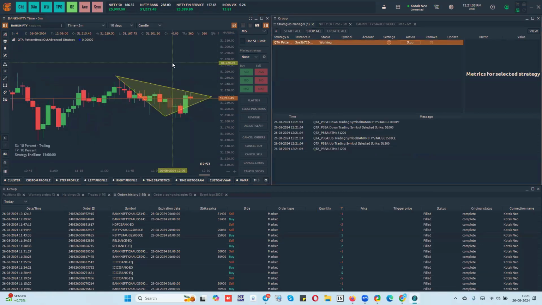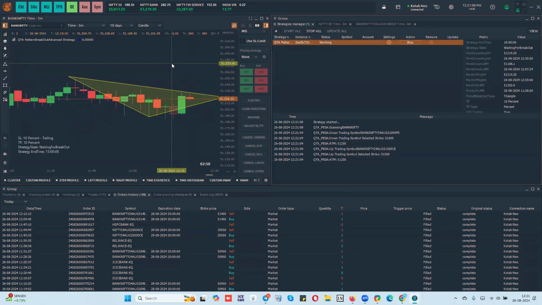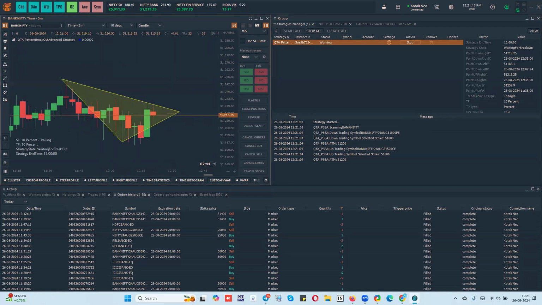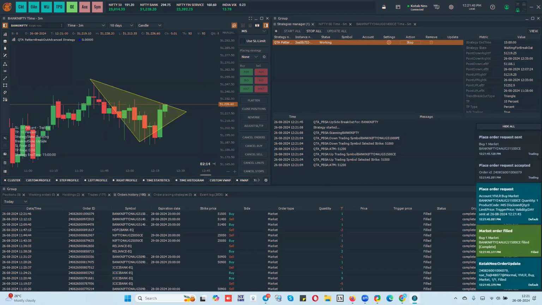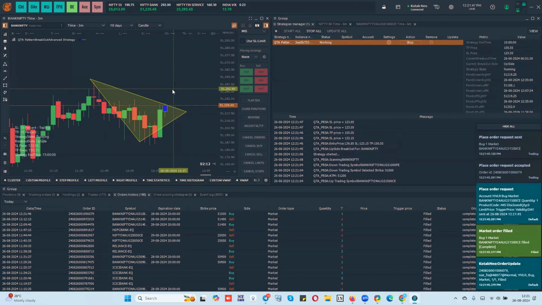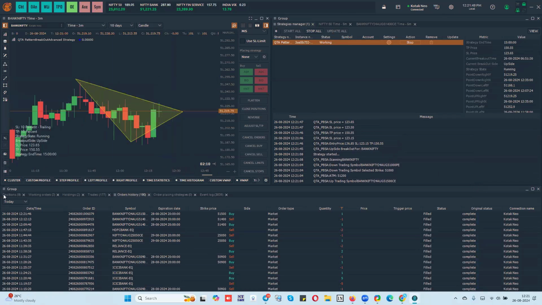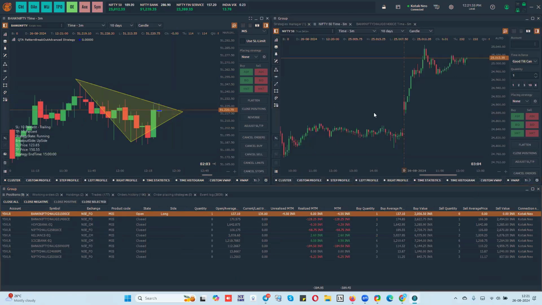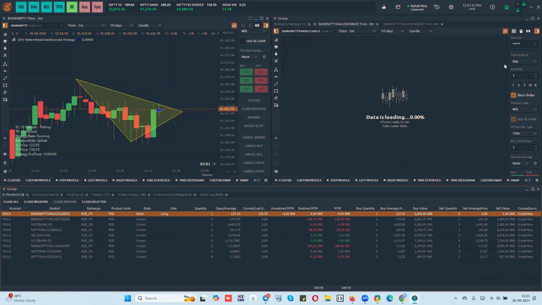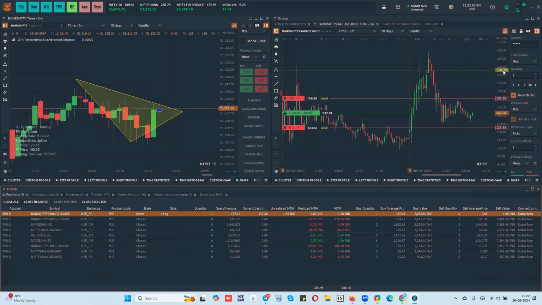Okay, so now the strategy is working. You can see that the trade took place now. On the breakout of the upside, it bought a call option. You can go to the chart of that and you will see the stop loss and take profit placed there.